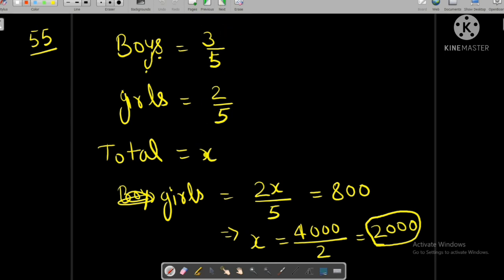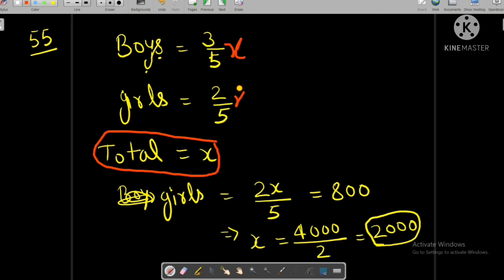Let us suppose the total number of students is x. In the question it is given that boys are 3/5 of the total students and the remaining students are girls, of course. So that is 2 by 5 x girls. Now 2 by 5 x is equal to 800.